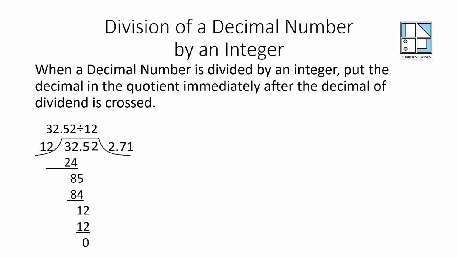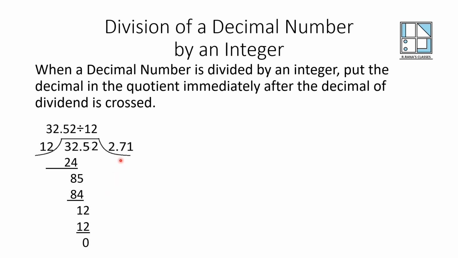Division of a decimal number by an integer. When a decimal number is divided by an integer, put the decimal in the quotient immediately after the decimal of the dividend is crossed. What does it mean? When 32.52 is divided by 12, 12 to the 24, subtract, we get 8. 5 is brought down, but this 5 was after the decimal. Therefore, the moment 5 is brought down, we will put a decimal. That means there is now a decimal after 2.